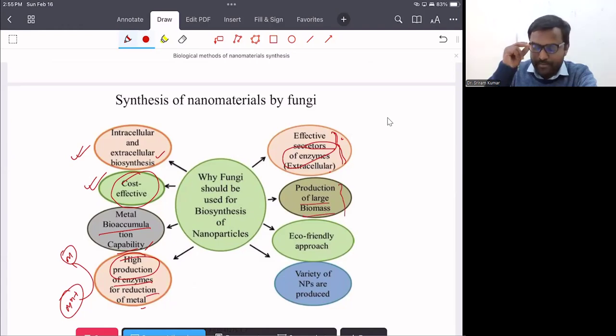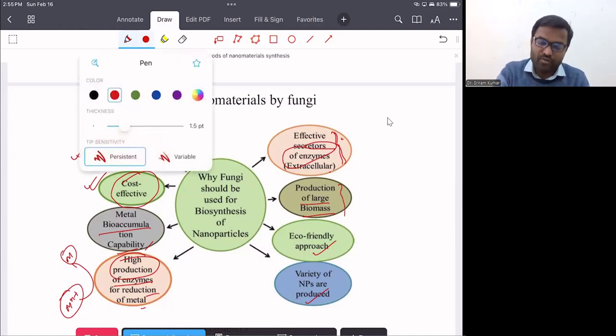So based on the biomass and the metal ion concentration, we can control the overall particle size and morphology. The next point is about the eco-friendly approach, and a variety of nanomaterials can be produced here. Here, we can consider the advantages of fungus as compared to bacteria with two to three points.